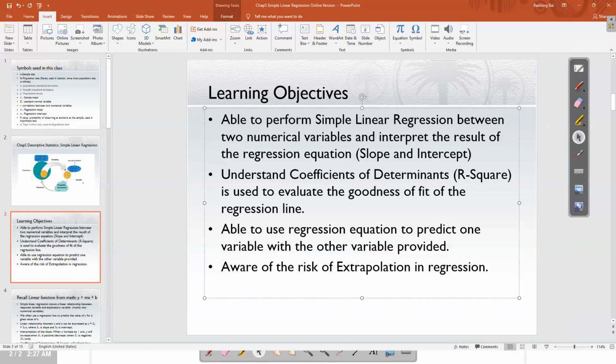The most important reason that we want to do regression is so that we can do predictions. We can estimate something that we don't know about. So we can make estimations, right? And then when you make predictions, you need to be aware of extrapolations. Extrapolations can be risky. So we're going to talk about what's extrapolation, right? So these are learning objectives.